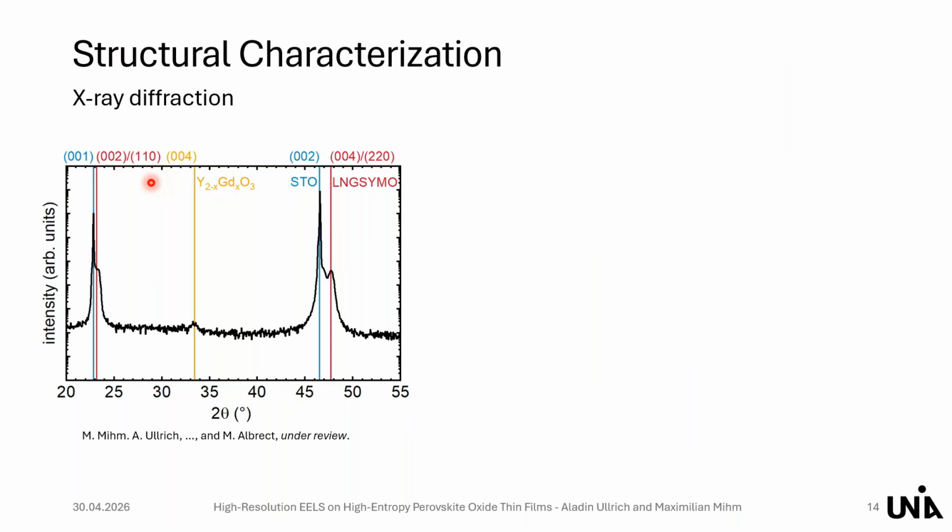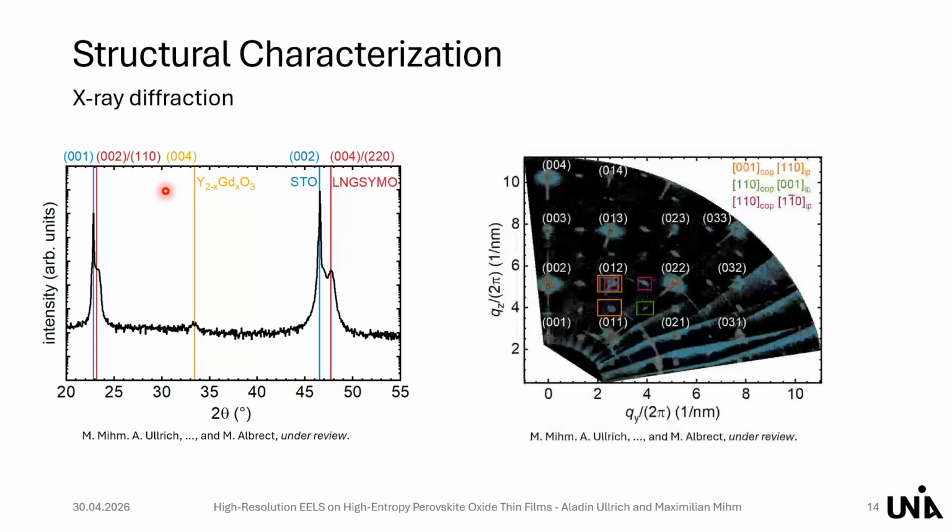So we further investigated this. We did a reciprocal space mapping, and what we then get from the reciprocal space map and with simulations, we saw that we have 3 different crystal orientations.